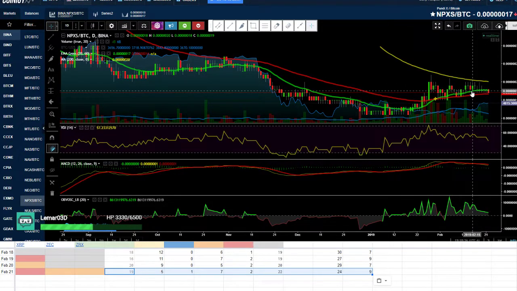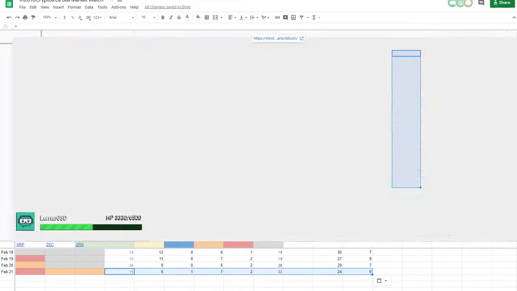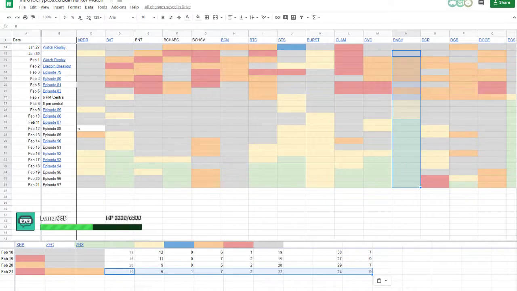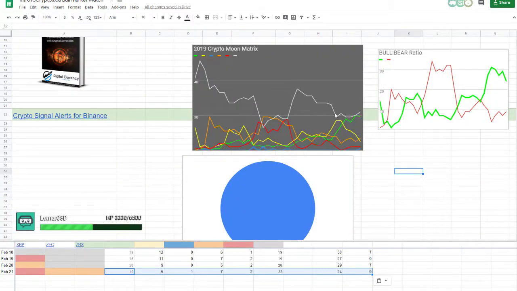Great stuff. Great to have you guys all tuning in here. Let's wrap it up now and review what we saw today. A little bit more in the neutral, a little bit less of the green, a little bit less of the alerts, but not that much different. A little bit less bullish, I would say.